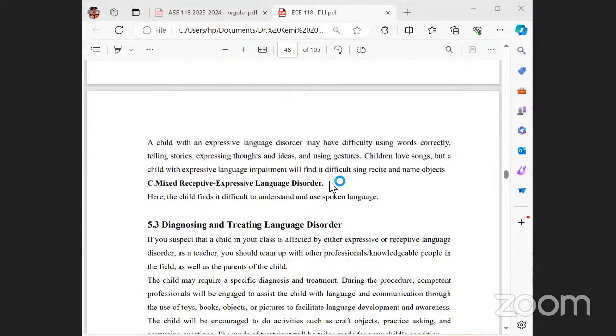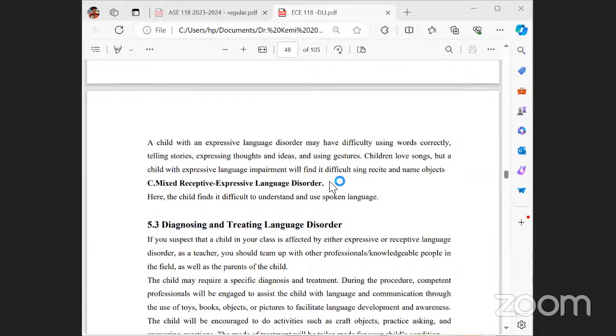A child with an expressive language disorder may have difficulty in using words correctly, telling stories, expressing thoughts and ideas, and using gestures. Children love songs, but a child with expressive language impairment will find it difficult to sing, to recite, or name objects. So this is it. Now we have those that have the mixture of both disorders.